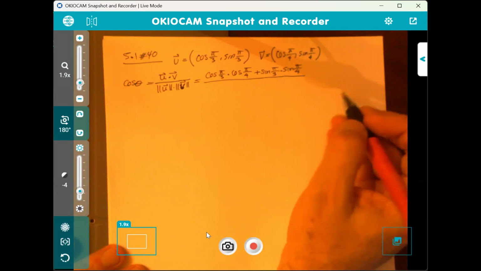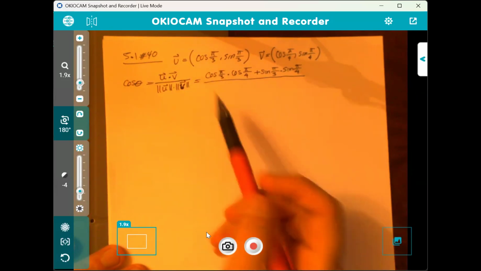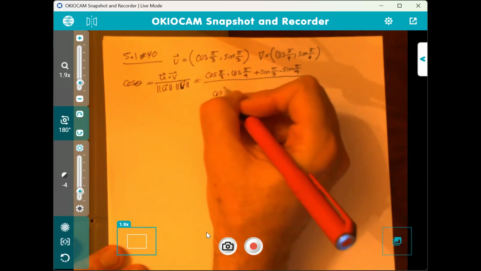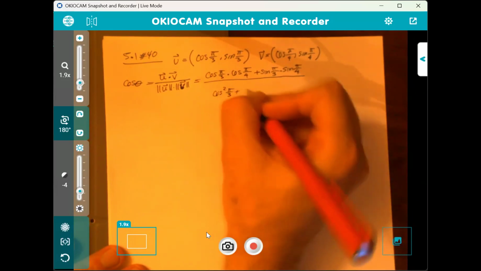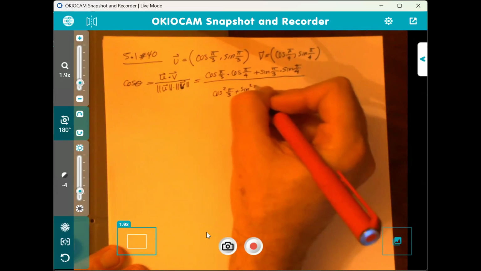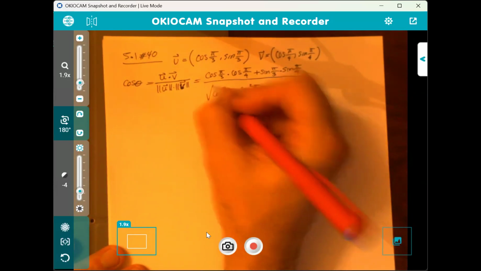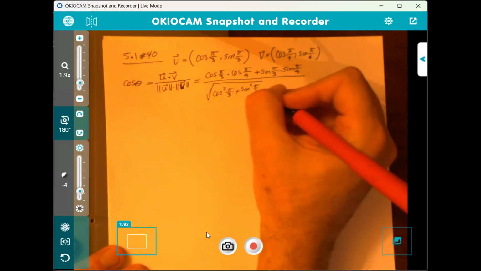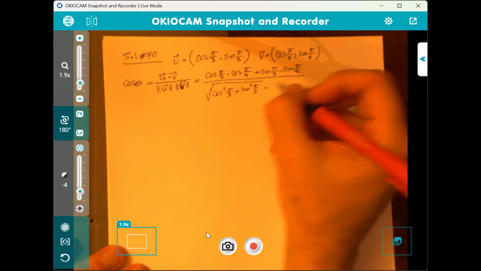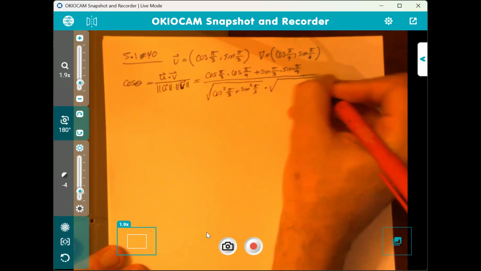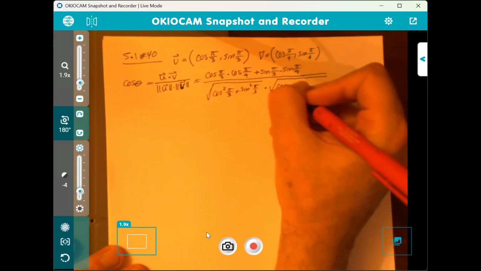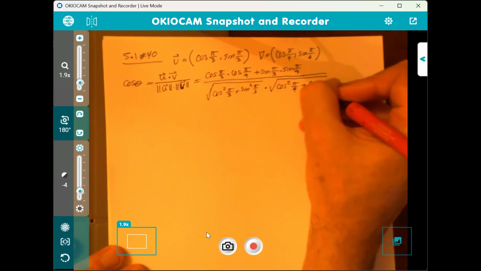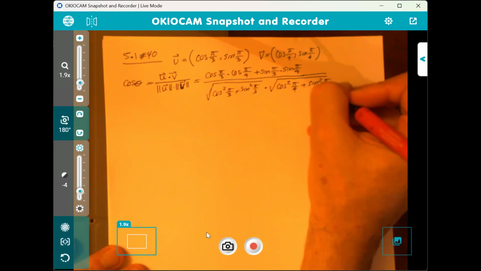The magnitude of u, that's when we square: cosine squared pi over 3 plus sine squared pi over 3, and we take the square root of that, and that's going to be the magnitude. And then times the magnitude of v the same way. That's when we square: cosine squared pi over 4 plus sine squared pi over 4.